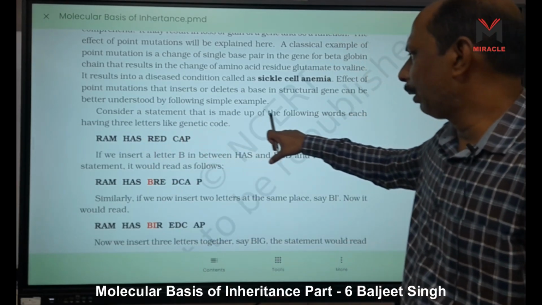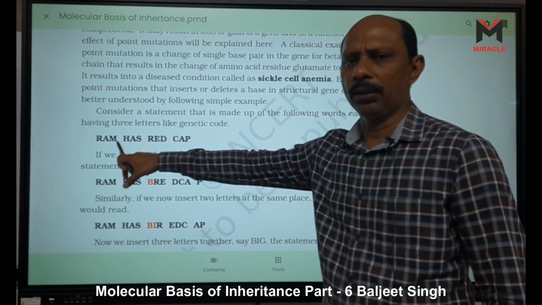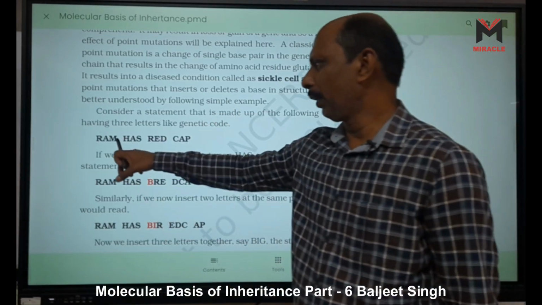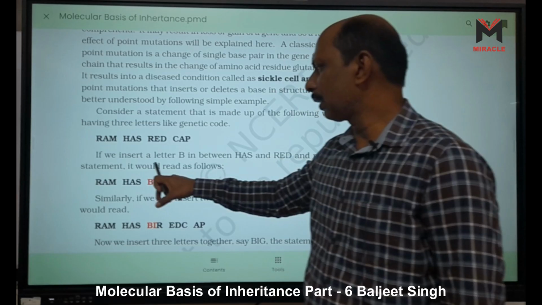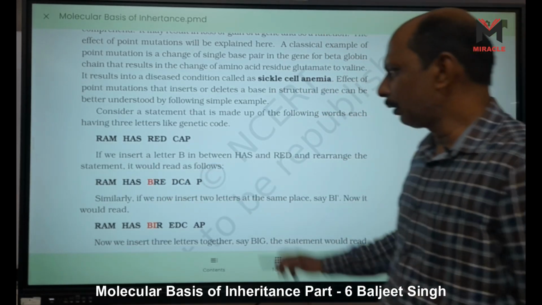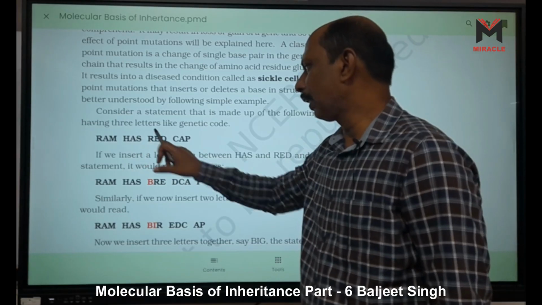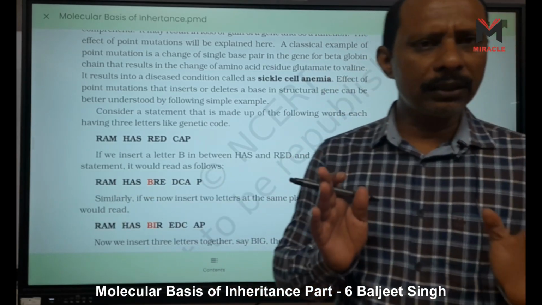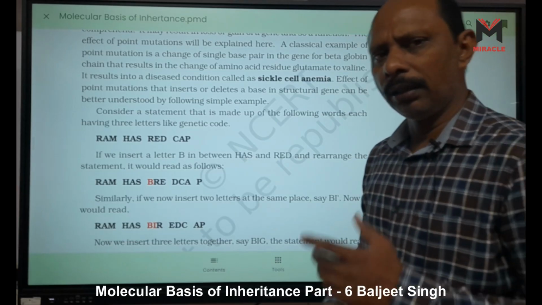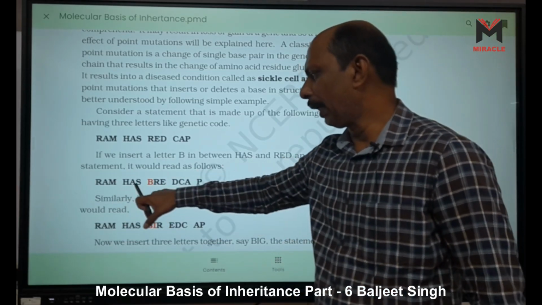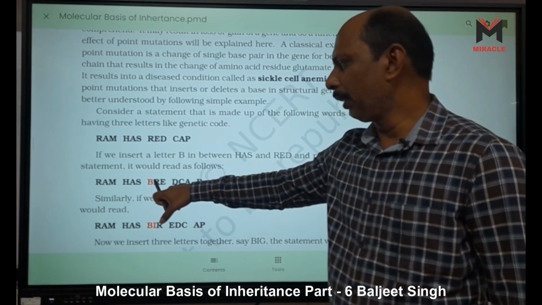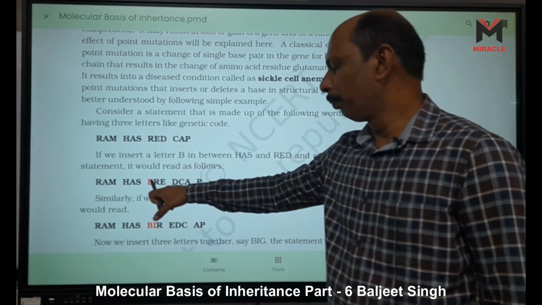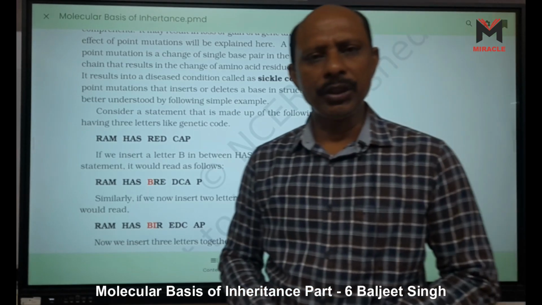Consider a statement made up of words, each having 3 letters, like a genetic code. Ram has red cap. We understand, okay, Ram has red cap. If we insert a letter B in between has and red, then what happens? It would read as Ram has B, because we know the genetic code is made up of only 3 base pairs. Because we add B, B replaces the other. D comes to the C, D comes to the capital. So B, D, C, A, P, the total meaning is changed.